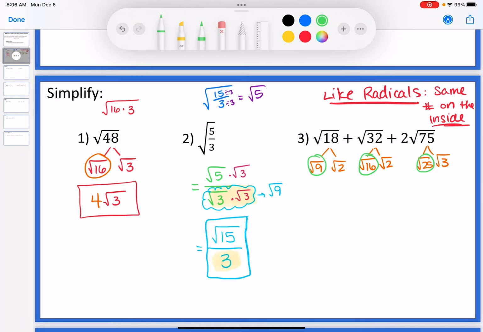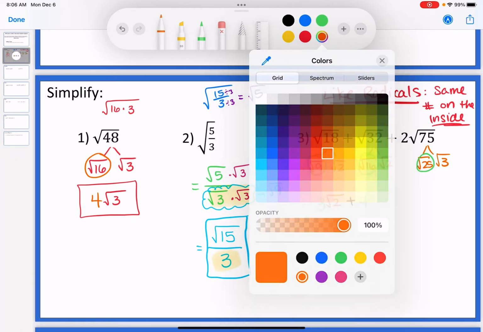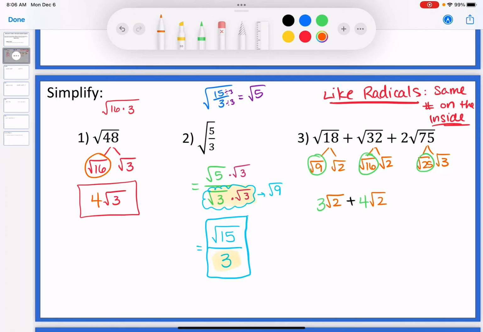So going back here, square root of 9 is 3, so I will have 3 radical 2 for my first one, plus square root of 16 is 4, so I'll have 4 radical 2 for my second one. Now this third one, you've got to be careful, plus there was already a 2 outside here. I've got to bring that down to the party, right? All I'm doing is simplifying the square root of 75, but the 2 is already there, so it's got to come down. Now the square root of 25 is 5. That number is also outside.